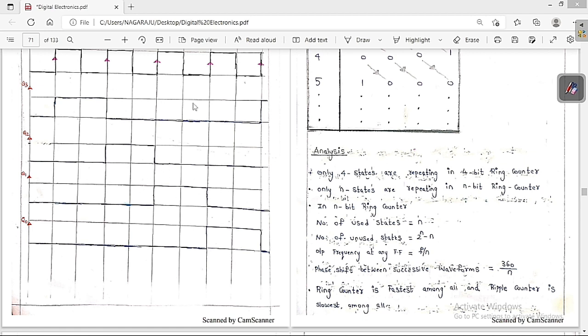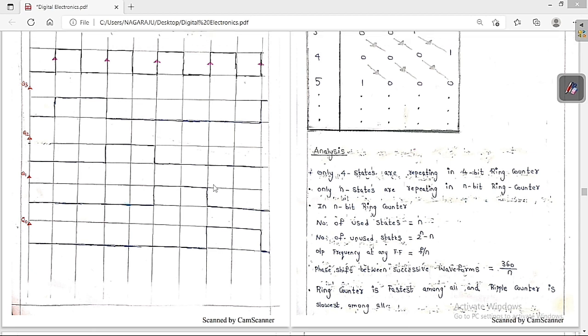So this is a pictorial diagram and this is a tabular format, and both are the same. This is the point that you always have to keep in your mind. So finally I can say, for an n-bit ring counter, the number of used states is n and the number of unused states is 2 to the power of n minus n, and the output frequency of any flip-flop is nothing but the supply frequency divided by the number of used states, which is f by n. The phase shift between two successive waveforms is 360 by n, and the ring counter is the fastest among all, and the ripple counter is the slowest among all.